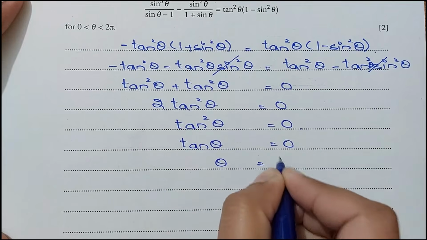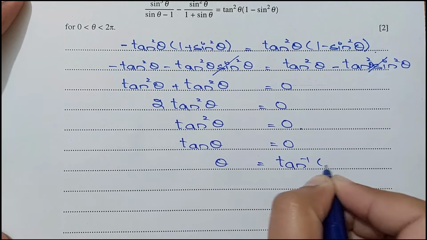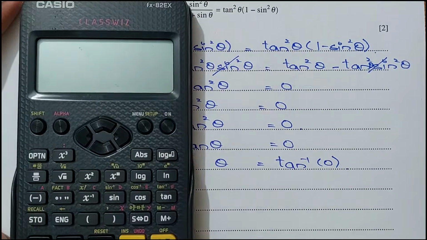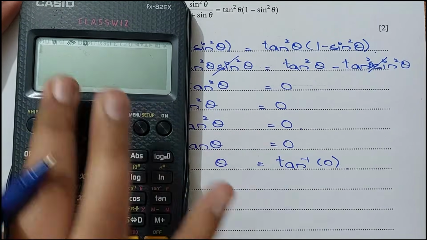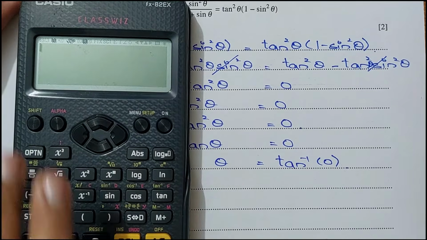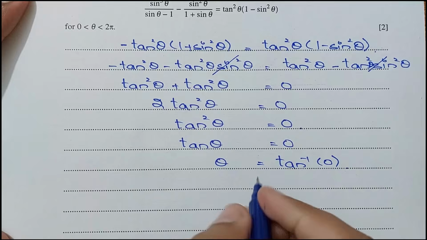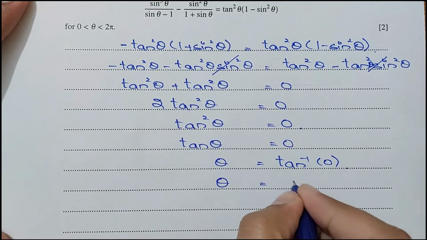So what is theta? Theta is tangent inverse of 0, right? The domain is between 0 to 2 pi. We have to work in radians. The calculator is already in radians. So tangent inverse of 0 equals 0, right? So we have theta equals 0.